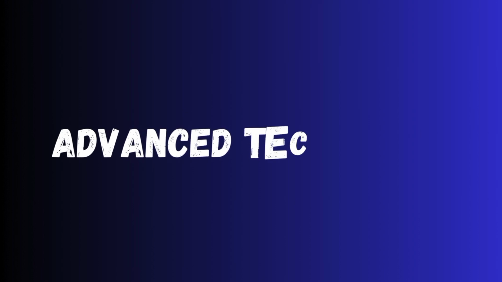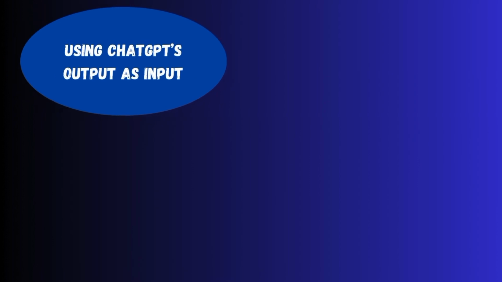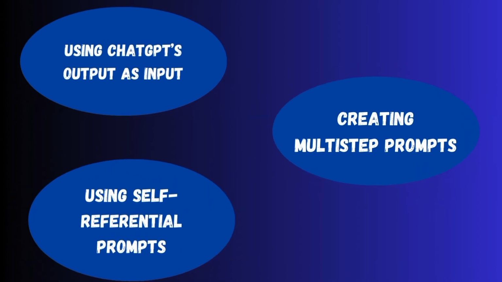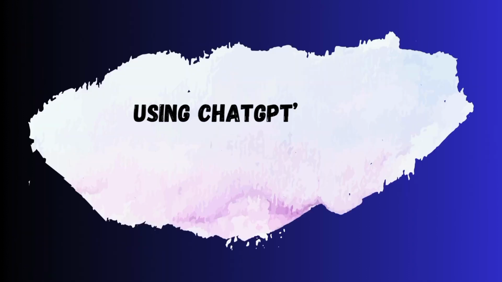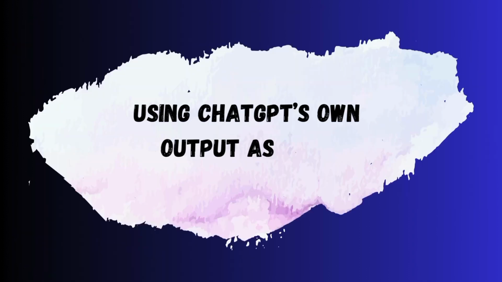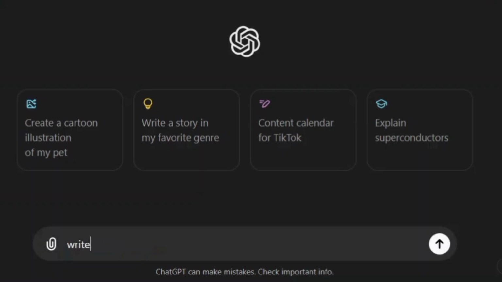Today, we are going to dive into advanced techniques to take your prompts to the next level. Say hello to using ChatGPT's own output as input, creating multiple step prompts, and using self-referential prompts. So, let's see using ChatGPT's own output as input. This is called prompt chaining or output to input technique.